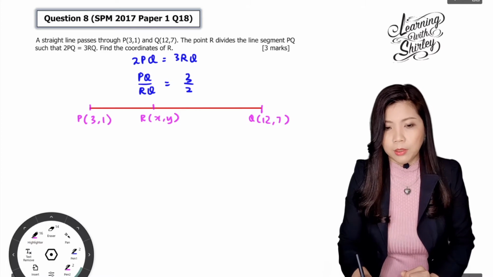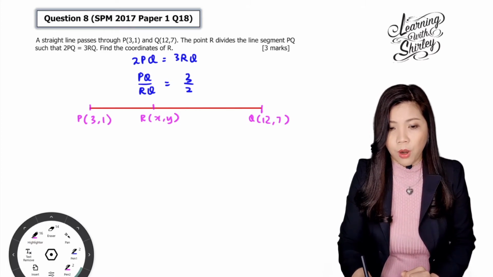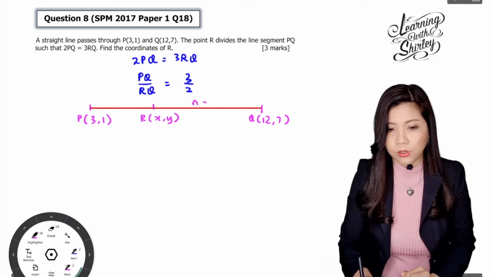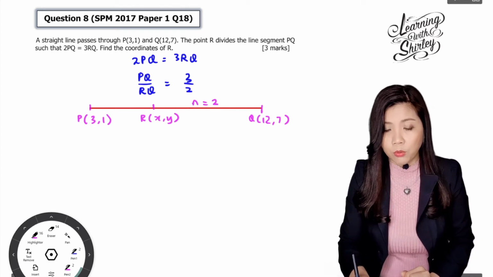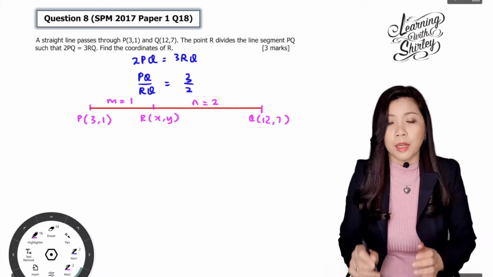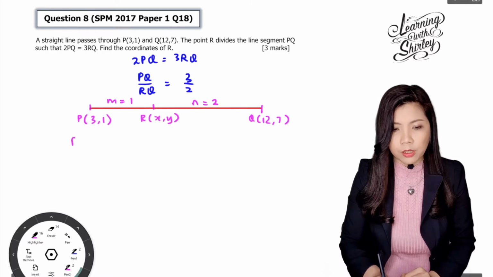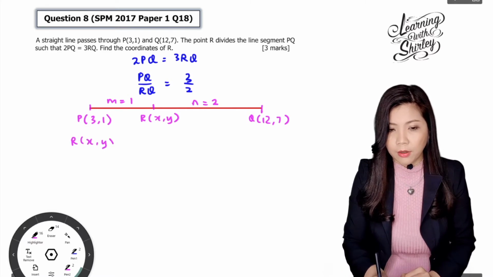Now we label the ratio. So PQ is 3 and RQ is 2. RQ is 2 parts, so therefore N is 2. And then P to Q is 3 parts, therefore M equals 1, because the total is 3 parts. So now we can put it into the formula.